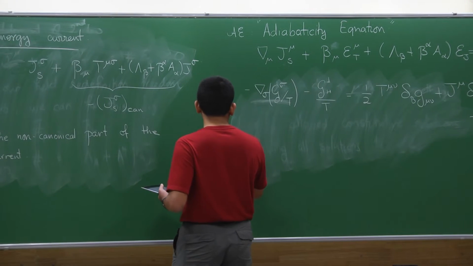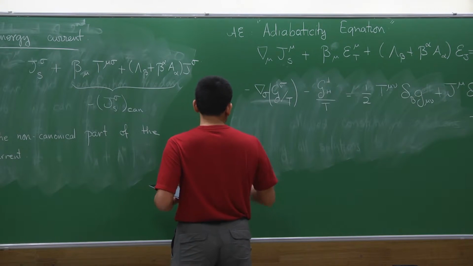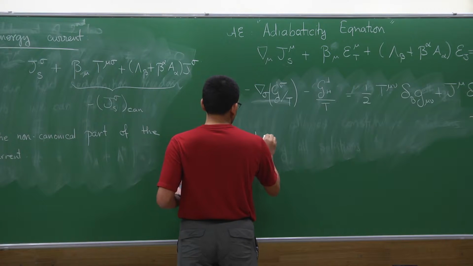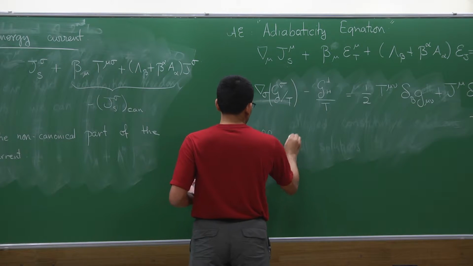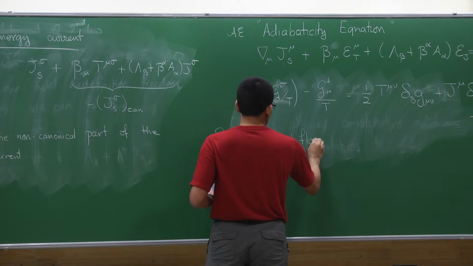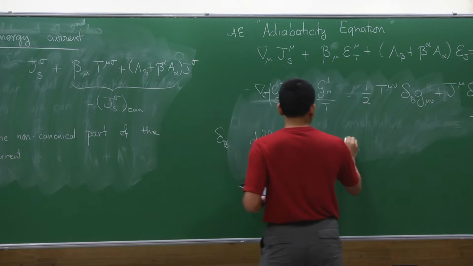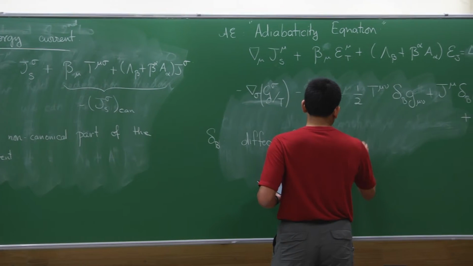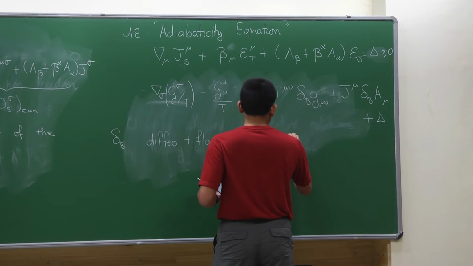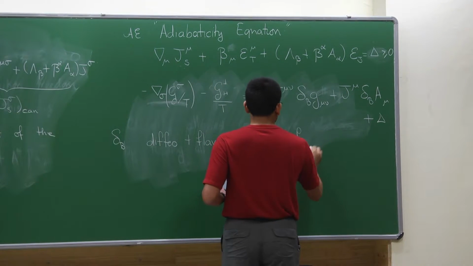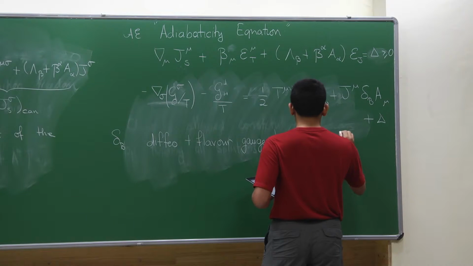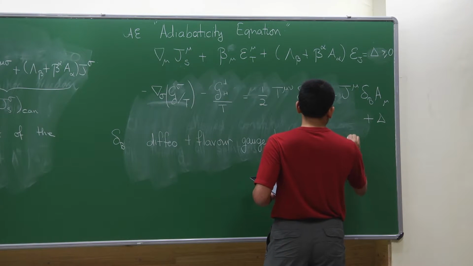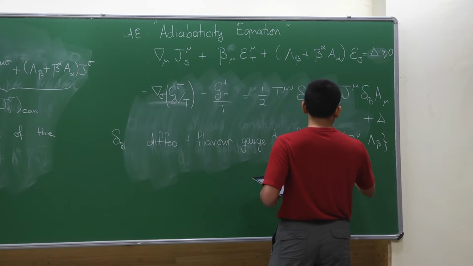B stands for a diffeo plus flavor gauge transformation along the vector beta mu and scalar lambda gauge parameter lambda beta.